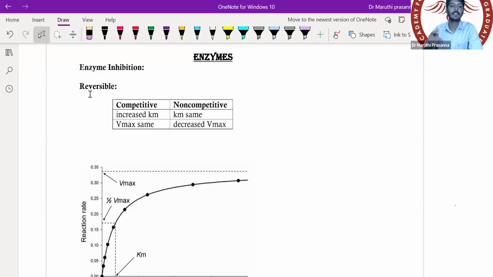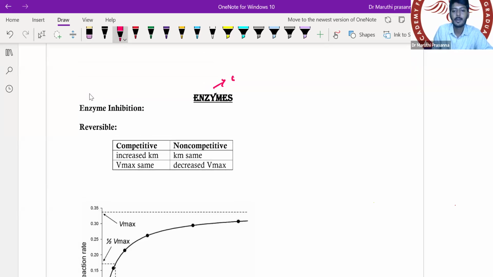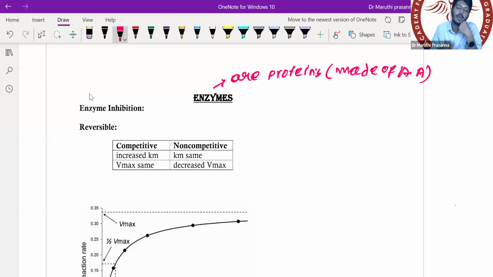Okay, let's understand. All enzymes are proteins. If all the enzymes are proteins, what is the function of the enzyme? Enzymes are responsible for biological activity. Enzymes are proteins, meaning made of amino acids. So enzymes are a biological catalyst. Let's consider this is a structure of an enzyme.